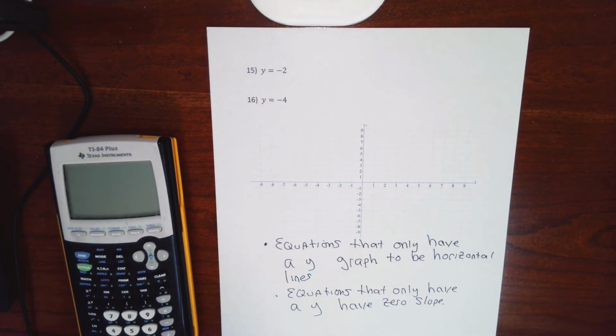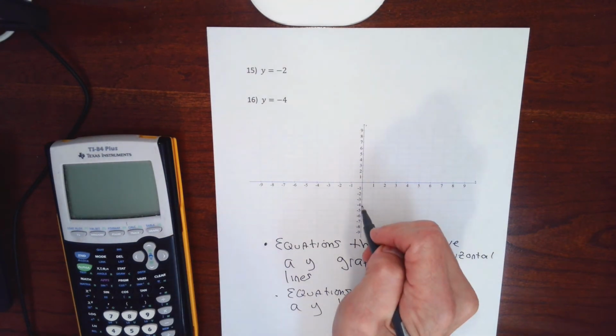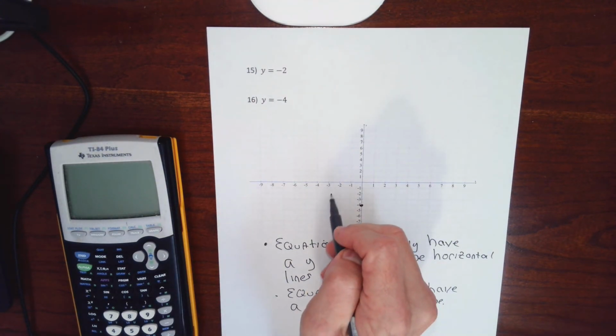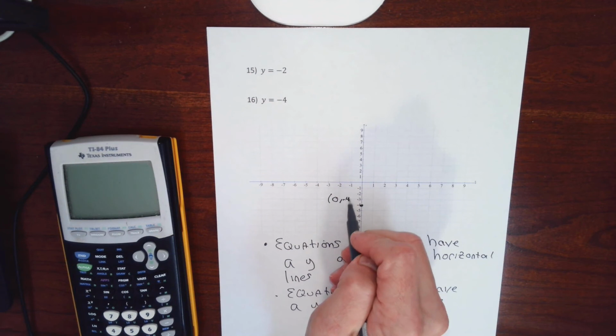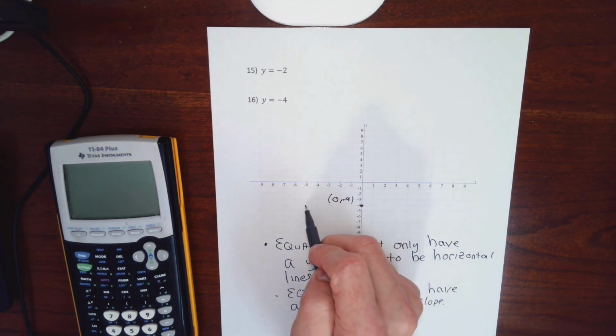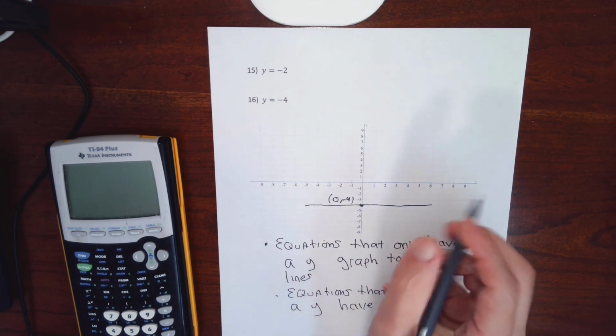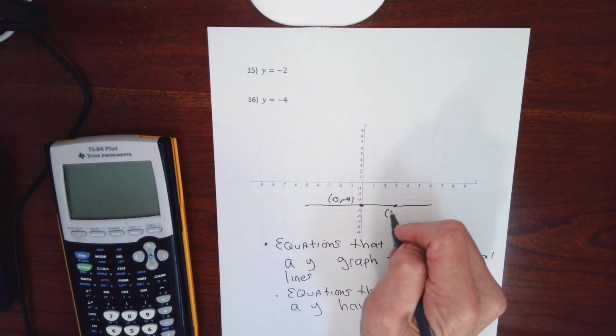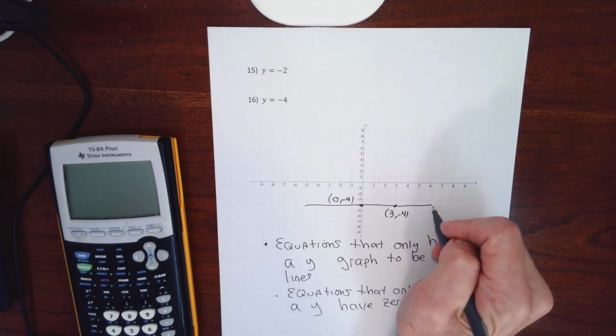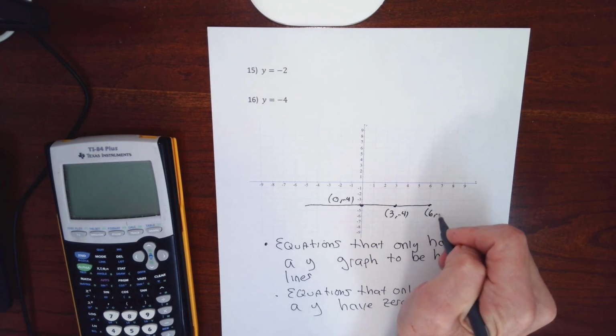So let me graph this. To graph this, I'm going to find negative 4, this time on the y-axis. That's technically the point (0, -4). And I'm going to draw a horizontal line. A horizontal line would be parallel to the x-axis. If I look at some of the points on this line, here's the point (3, -4). Here's the point (6, -4).